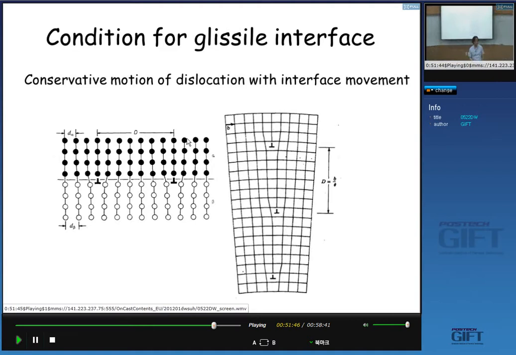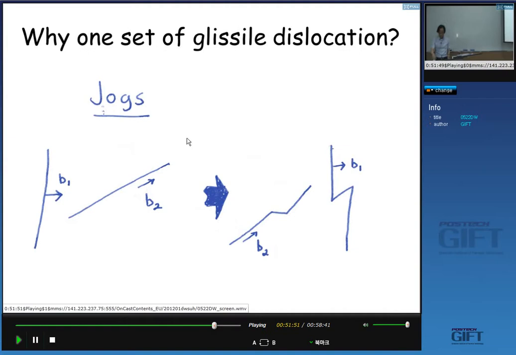Okay. And one more thing which is necessary is that the interface dislocation should be only one set of dislocation moving with conservative motion. A glissile dislocation is a dislocation that moves with conservative motion. Why should we have only one set of glissile dislocation?